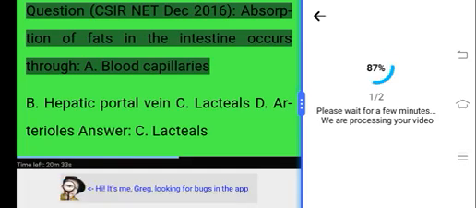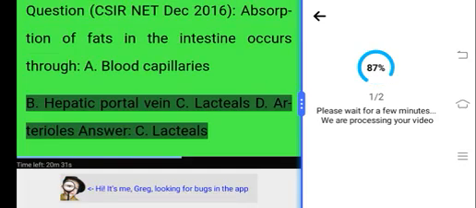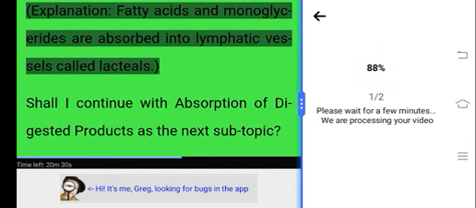Question. CSIR NET December 2016. Absorption of fats in the intestine occurs through: A. Blood capillaries. B. Hepatic portal vein. C. Lacteals. D. Arterioles. Answer: C, lacteals. Explanation: Fatty acids and monoglycerides are absorbed into lymphatic vessels called lacteals.